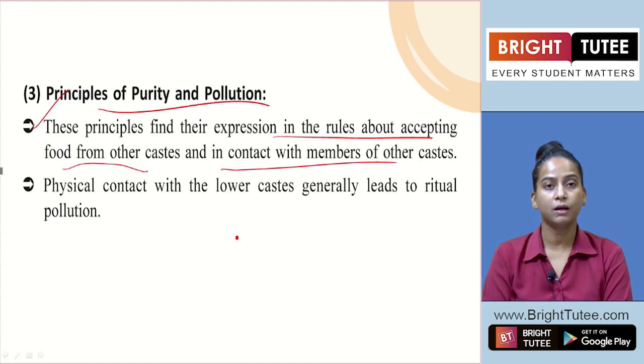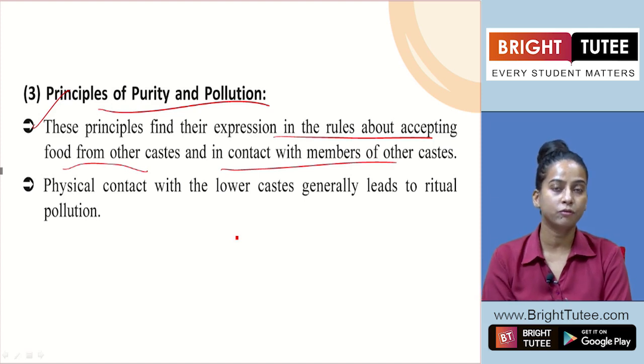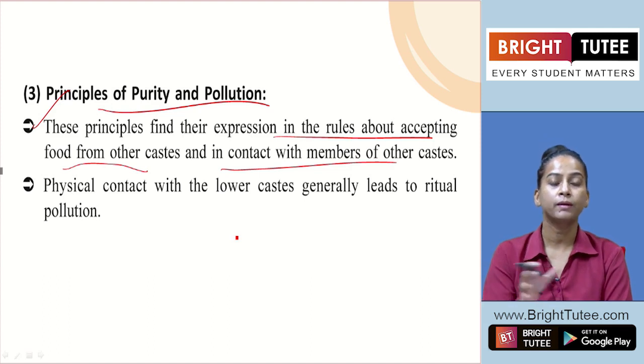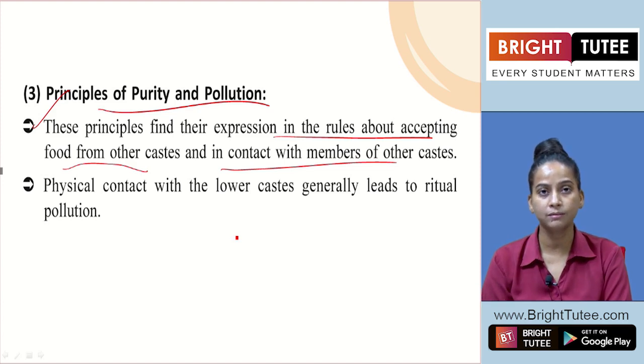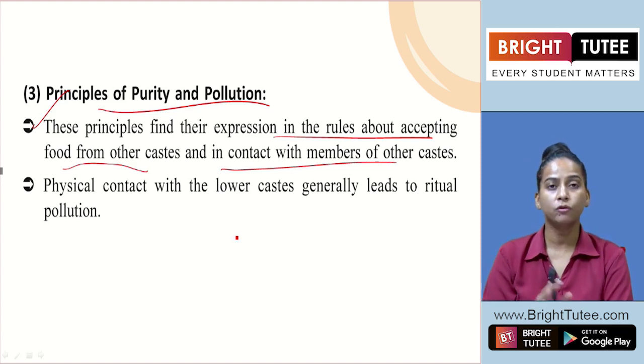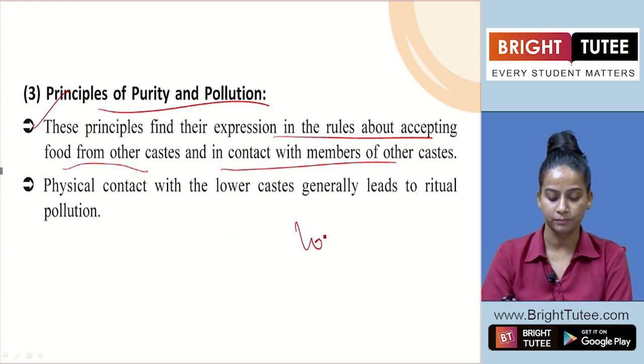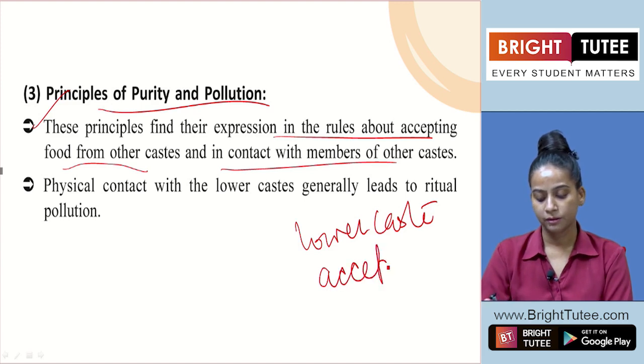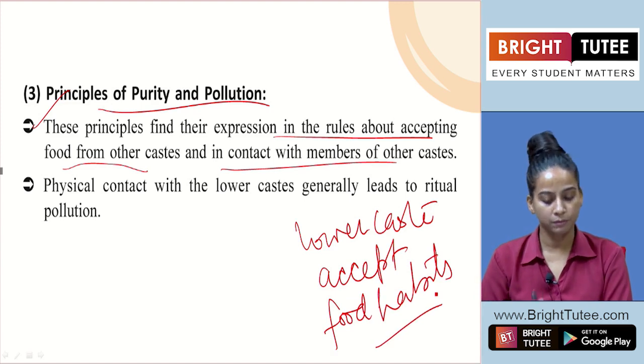We might have seen that according to M.N. Srinivas, who mentioned Brahmanization, low caste people were trying to imitate or grab the values of the high caste people, mainly the Brahmins. So usually we have seen that lower caste people accept food habits from the upper caste people, but higher castes do not accept food from the lower caste people.